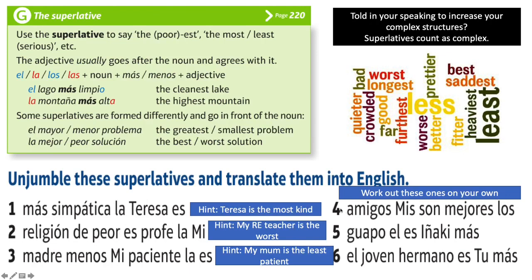4, you wanted to say that my friends are the best ones. So you say, mis amigos son los mejores. Mis amigos son los mejores.